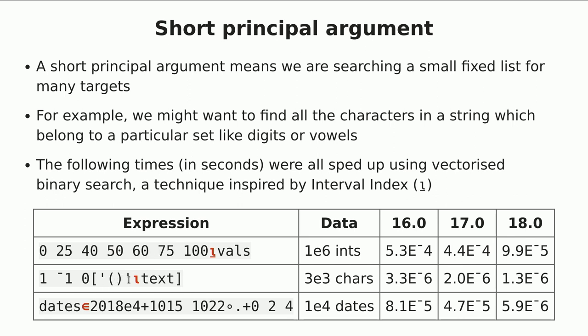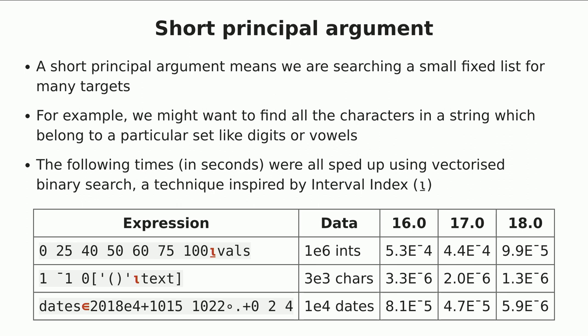Here's another case. This is common in text processing. This is the first step in finding the nesting level in terms of parentheses of a string. First, you need to identify whether each character is a left parenthesis, a right parenthesis, or neither, and then get a number based on that. And that's been made almost 3 times faster.